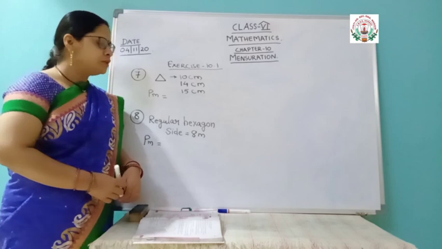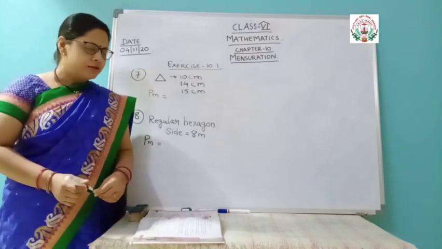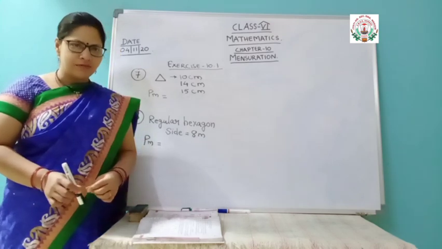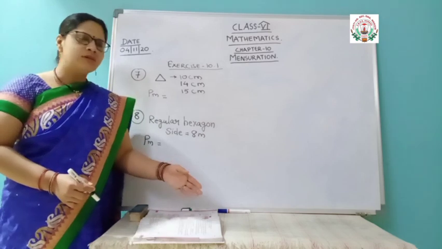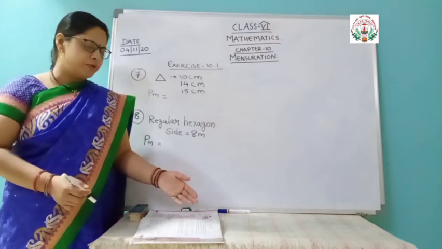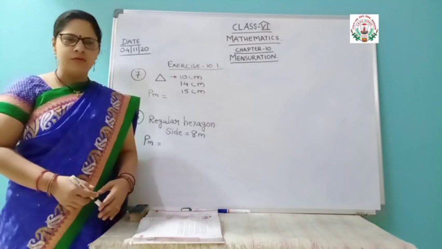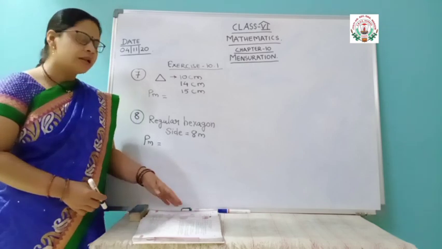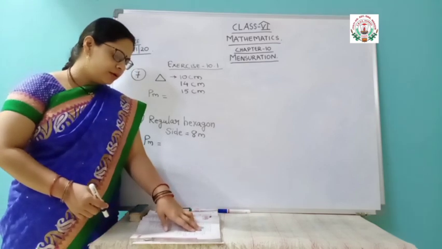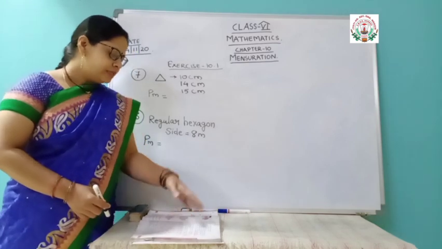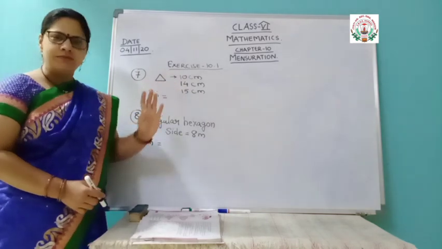Here, up to question number 6, we have completed yesterday. So, starting from question number 7, which is very simple and just according to the previous question, it is depending on the same formula which we have seen in the first class of this chapter. That is, to find the perimeter of a triangle with sides measuring 10 centimeter, 14 centimeter and 15 centimeter.